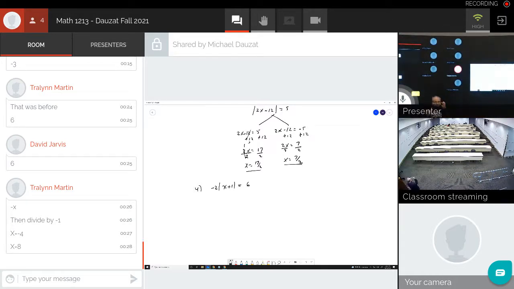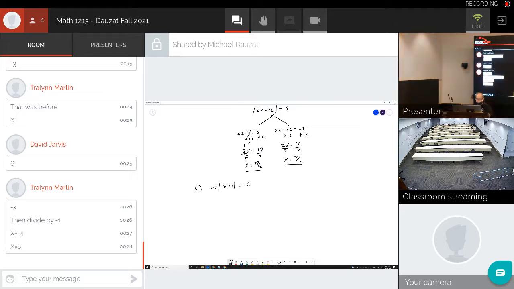Now there's a negative in front. You've got to be careful, because you're already dealing with the absolute value bar. So the correct way is to divide both sides by that negative 2. So let's divide both sides by negative 2. So I'm going to write this over. Divide both sides by negative 2. Negative 2's divide out. You get the absolute value of x plus 1 is equal to what number?